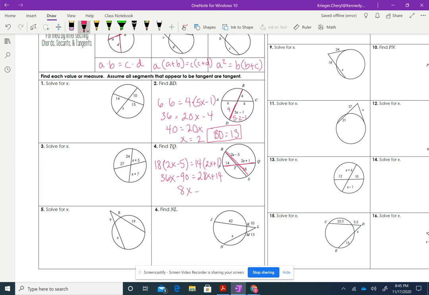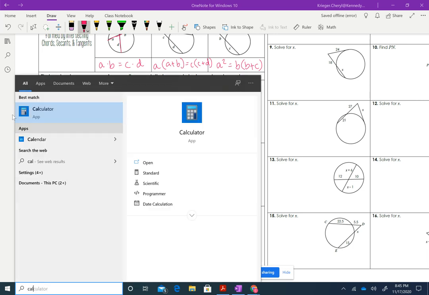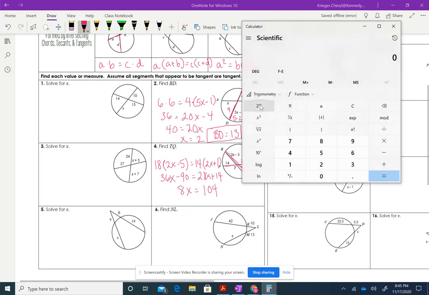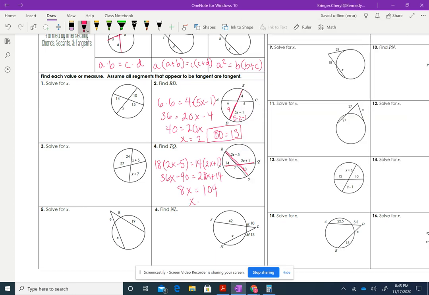So I'll subtract 28x on both sides. That's 8x, and add 90 is 104. So let me get my calculator out. And 104 divided by 8 is 13. So plugging into TQ, right, that's just a portion of the chord. So that would be 2 times 13 plus 1. So TQ is 26 plus 1, 27.